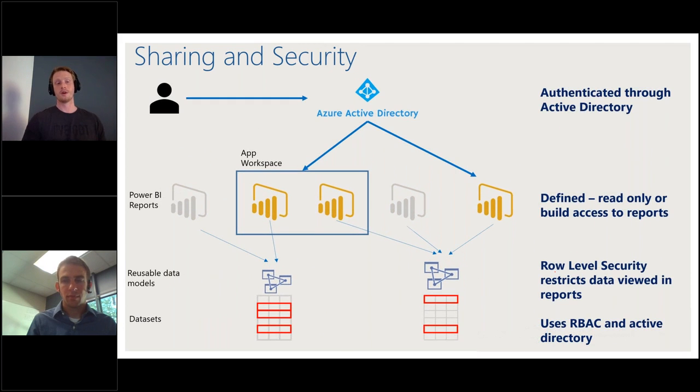We can see a user will connect to Active Directory. They may have defined reports to share. They won't see every single report in our company. We've shared an app workspace and one report here. Then row level security restricts exactly which rows of the underlying datasets they can see. So there's two different ways we can secure the data. And inside this row level security, we can assign different roles for different users.